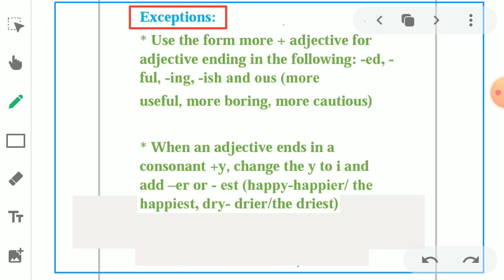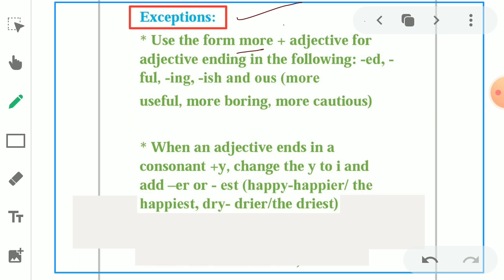What do you mean by exceptions? Exceptions: something that is not included in a rule, group, or list. Exceptions is nothing but something that is not included. So what is not included here? The rules which we have studied earlier are not included in this particular area.